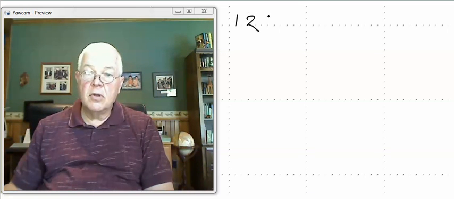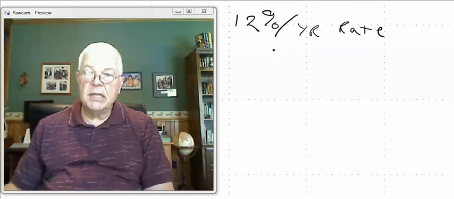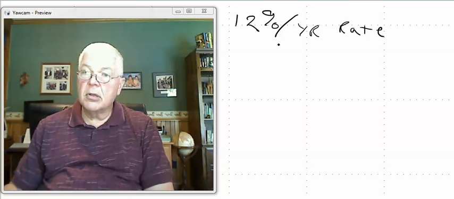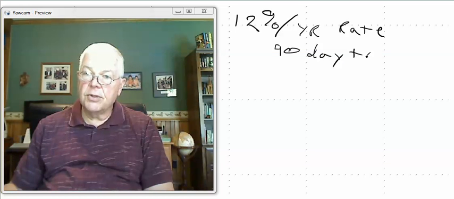Now, let's just take a quick look at an example. Let me assume that I have a 12% rate, 12% per year rate. But it's compounded. Let's see, how often did I decide to compound it? We said I'm going to have a 90-day term. So I have a 90-day term, 3 months.